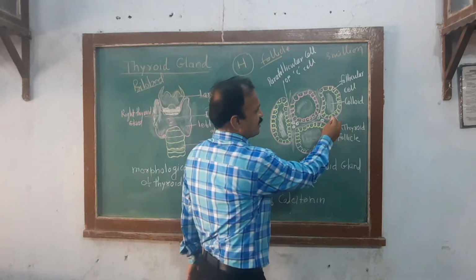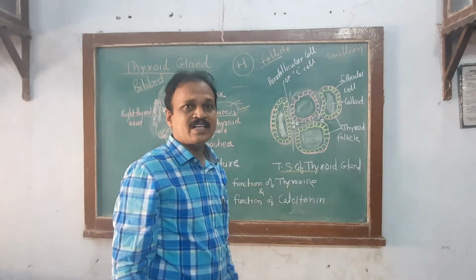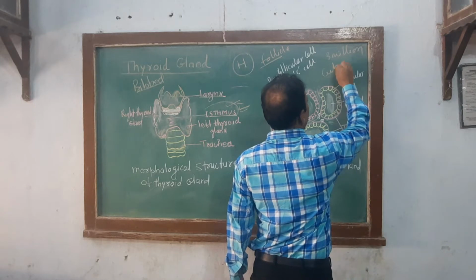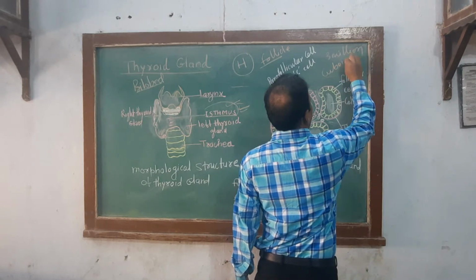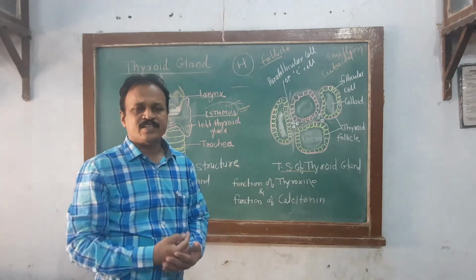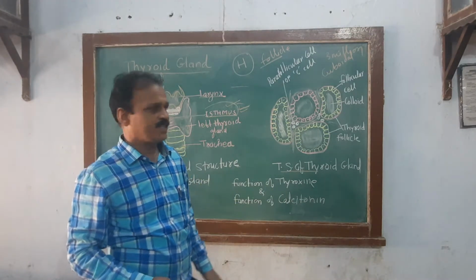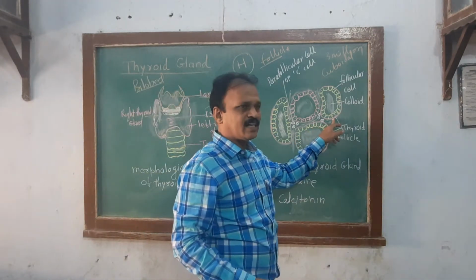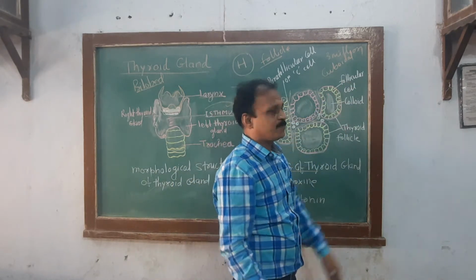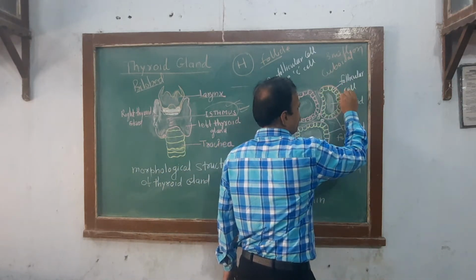Each follicle is lined by glandular follicular cells. They are cuboidal in shape, cuboidal epithelium. You saw last year in the chapter on animal tissue, the types of simple epithelium, cuboidal epithelium. So these follicles are lined by which epithelium? Cuboidal epithelium, which is also called the follicular cell. They lie on the basement membrane. Remember please.